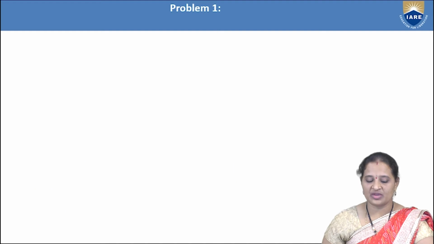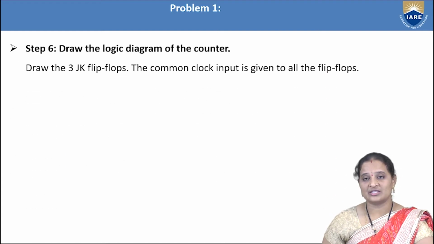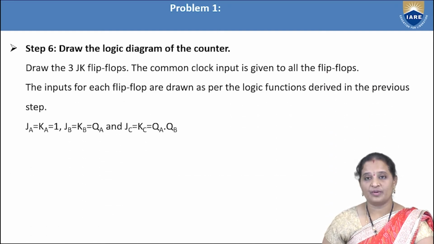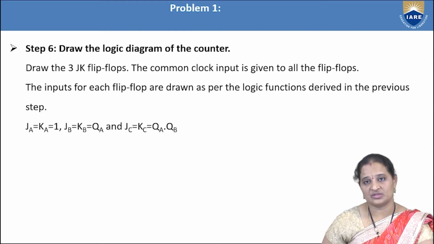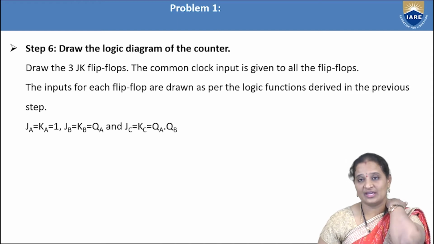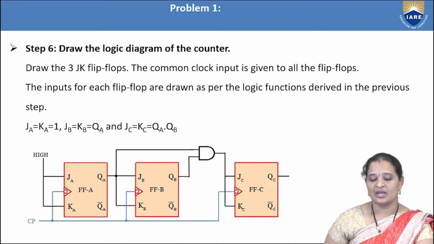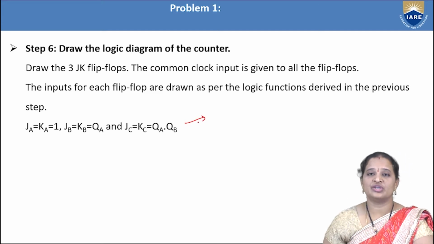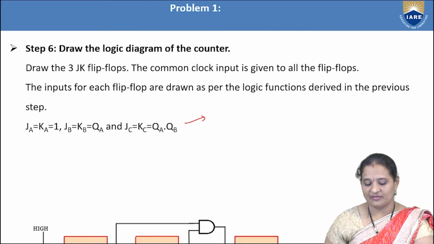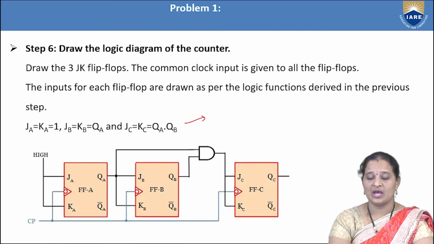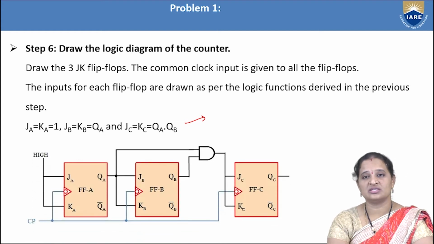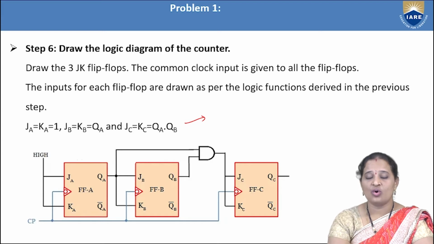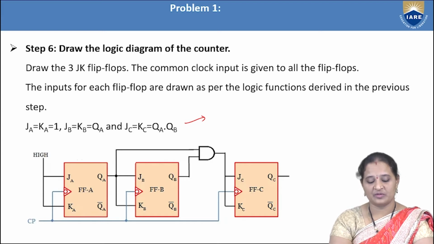So what are the expressions we have got here? We have got the expressions for the 3 JK flip-flops. JA, KA is equal to 1, JB, KB is equal to QA, and JC, KC is equal to QB QA. Based on these equations, we need to draw the logic circuit using the 3 JK flip-flops. So these are the 3 JK flip-flops. As we all know, this is the synchronous counter we are designing. So I have taken 3 JK flip-flops here: flip-flop A, flip-flop B, flip-flop C.